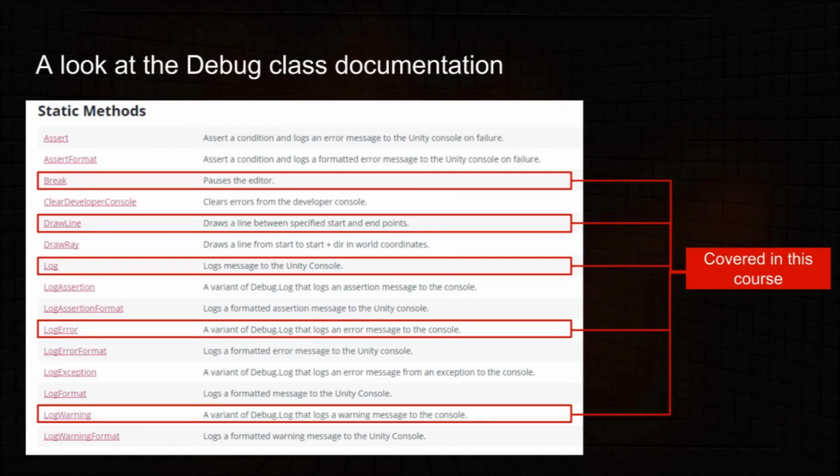The functions we will cover in this course are break, drawLine, log error, and log warning. Break allows us to pause the editor during execution and inspect the values of our variables. drawLine allows us to draw a line in the scene view between 2 points that we specify. Log warning, and log error allow us to log a message, warning, and error to Unity respectively. Using these functions allows us to customize our output to the Unity console.